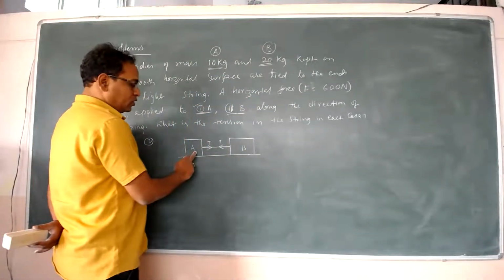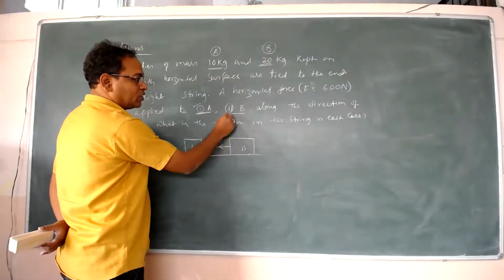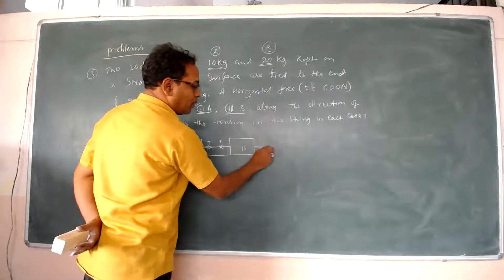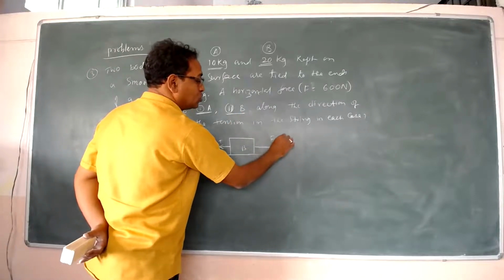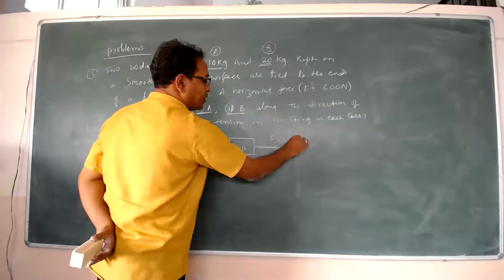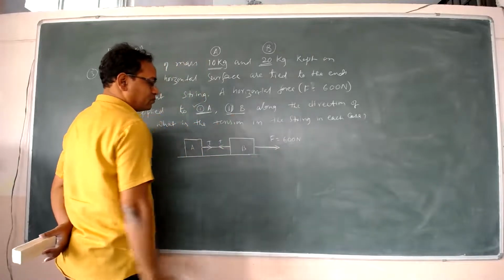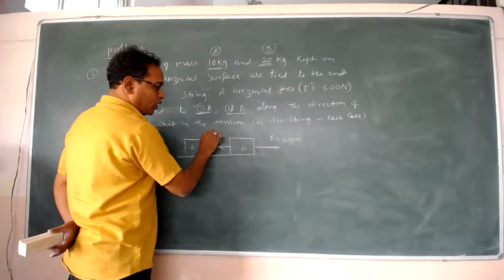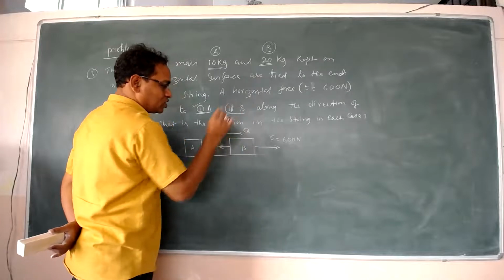Now here, these are the two bodies. Now he is telling, in the second case, a force F is equal to 600 Newton is applied on body B the second time. Now let us see if this system is moving in this direction with an acceleration A.